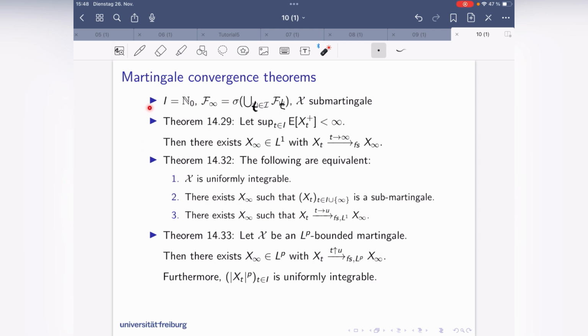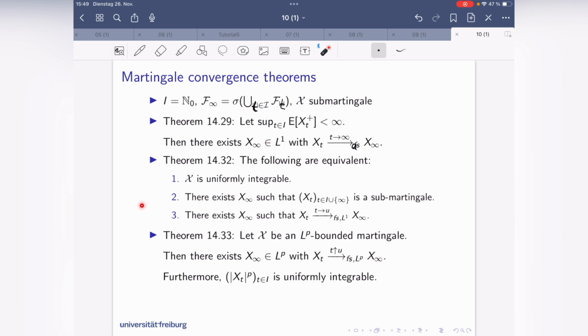So the first is dealing with almost sure convergence. Sorry, that's an A here. And that tells you, you have to check one thing, which is that the supremum of this expectation here is finite. And then you already know that there is almost sure convergence to some L1 random variable.